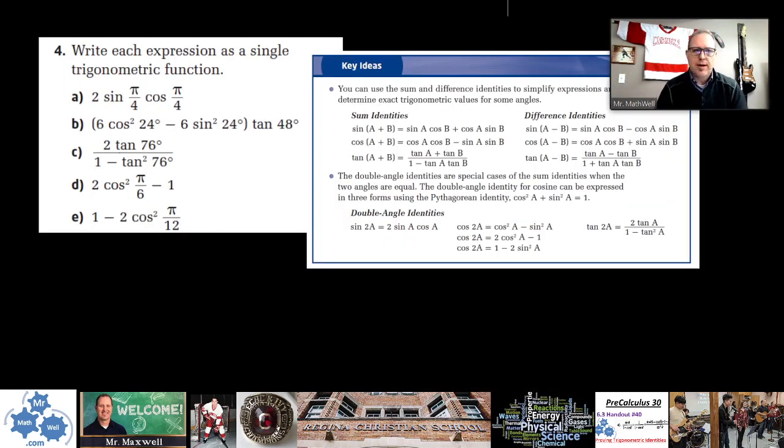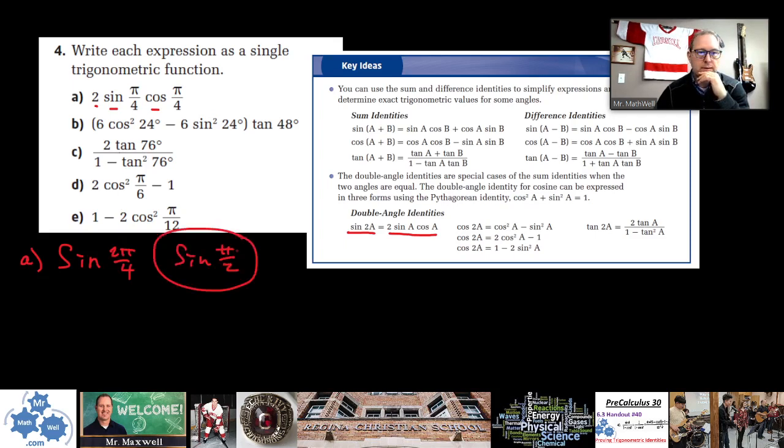Okay, so here's number 4 then. Again, write each expression as a single trig function. So again, we're just looking at our patterns here. So what do I see? I see 2 sine cos right here. That's sine of 2a. What is a? Pi over 4. So that's sine of 2 times pi over 4. What's 2 pi over 4? Well, that's sine of pi over 2. Single trig function, you don't have to evaluate it.